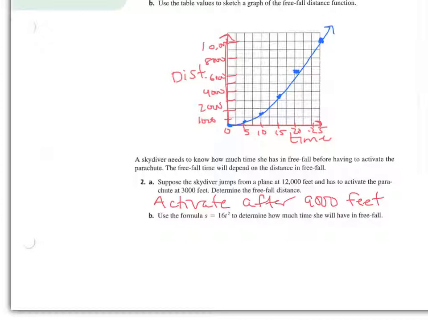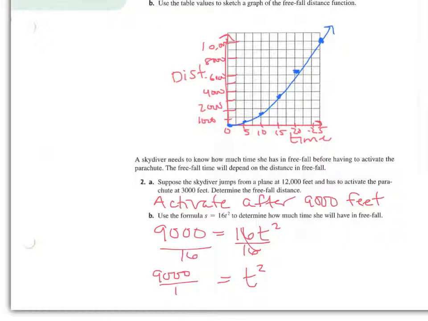So to go 9,000 feet, we're going to solve this for time. So we're going to solve it by dividing out the 16 first. So notice this is just a quadratic. I don't have to use the quadratic formula because I don't have a linear t term. I can actually just get this t by itself by taking the square root.